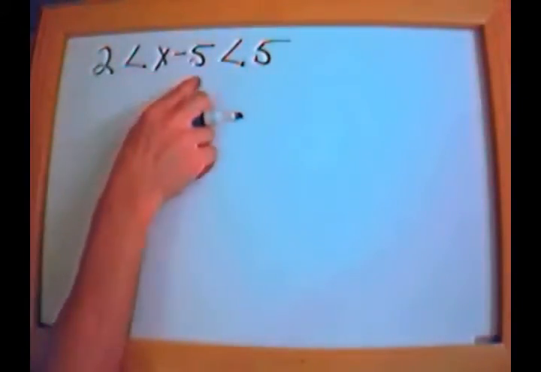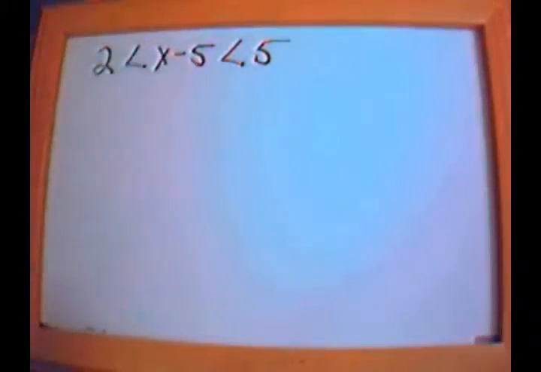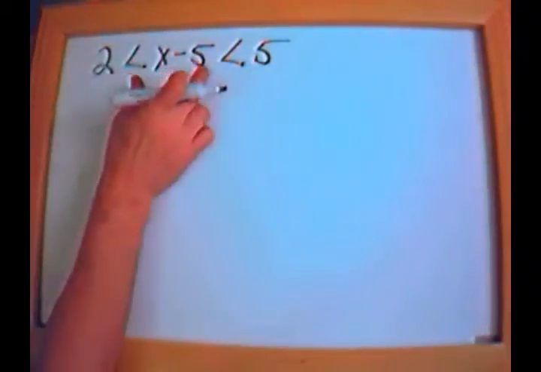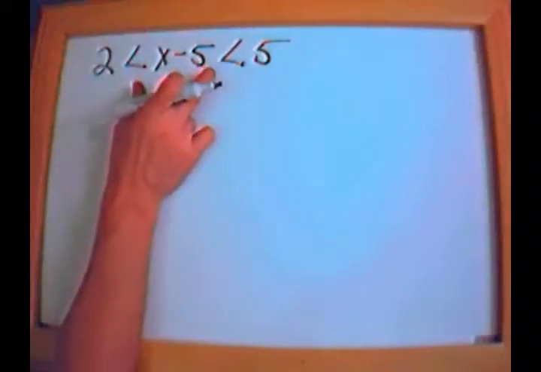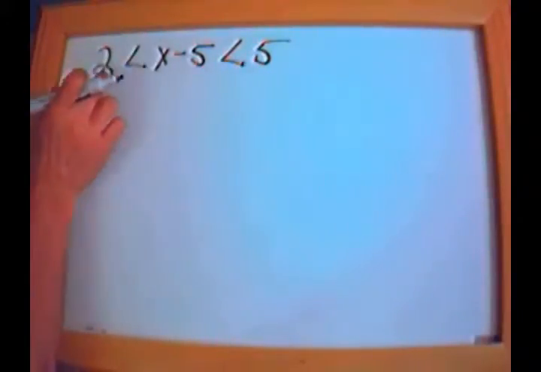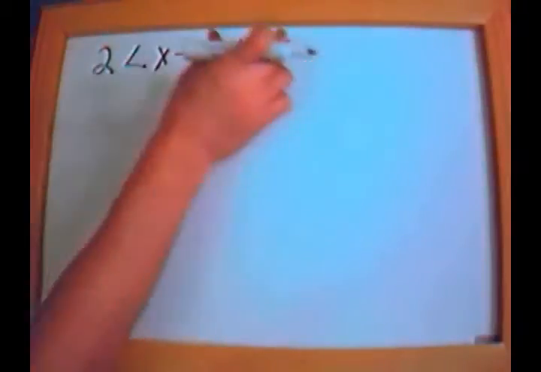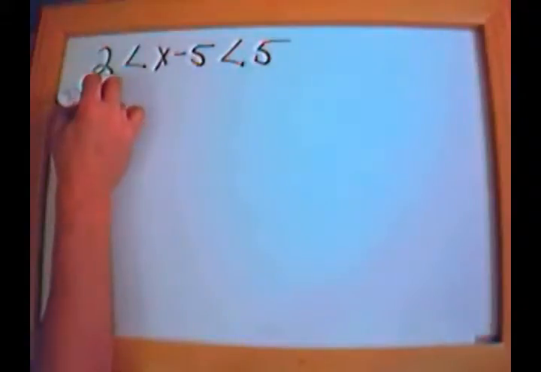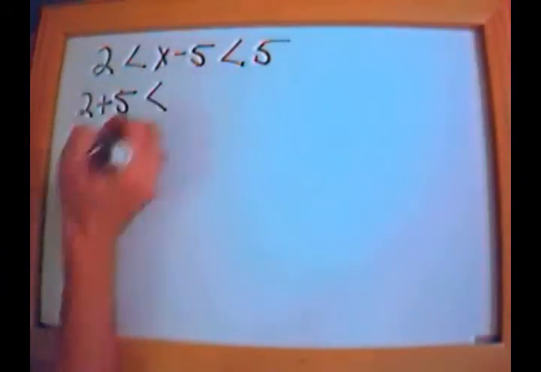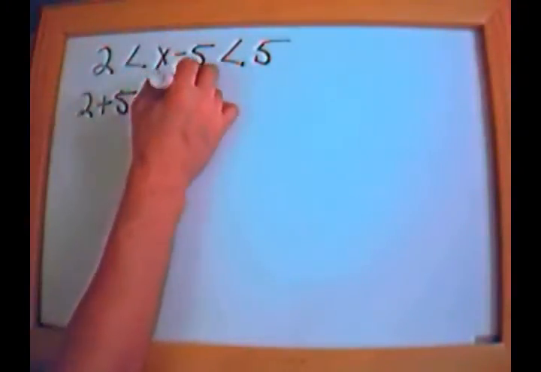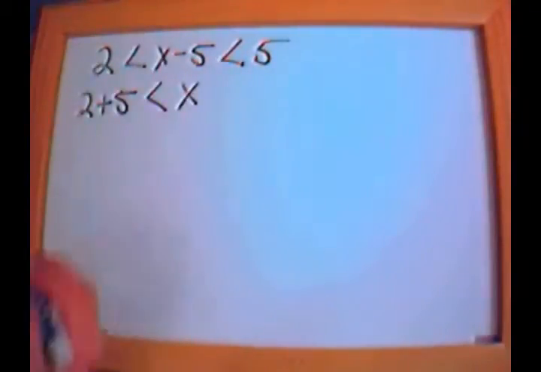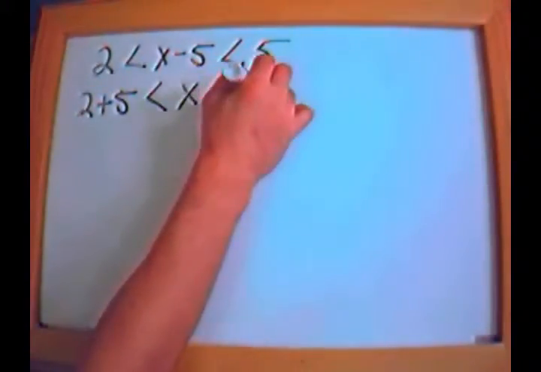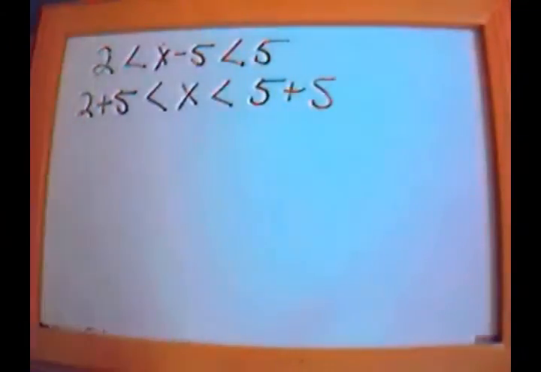Well, I want to get x by itself. I've got 5 subtracted from it. The way you do that is you add 5. If you add 5 to the middle part, the 5 is going to go away. When you do this, you must add 5 to each part. You must add it to this side, and you must add it to this side. So I'm going to go ahead and do that now. I'm going to have 2 plus 5 over here. I'm going to keep my sign the same. In the middle, I'm just going to have x because negative 5 plus 5 is 0. I'm going to carry my sign through here, and I'm going to have a 5 plus 5. All I've done from step 1 to step 2 is add 5.